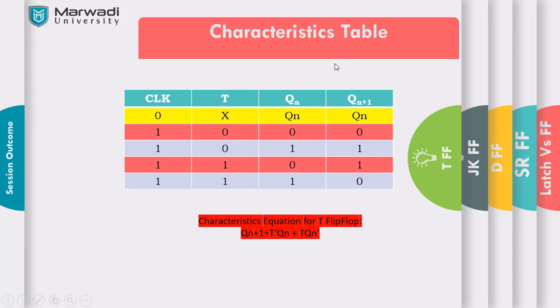So if you put this Qn plus 1 in the K map, then you will get the equation like this: Qn plus 1 equal to T dash Qn plus T Qn dash. That is same as the XOR gate. Why? Because this truth table is same like XOR, right? So this truth table is same like XOR condition. So T XOR Qn equal to Qn plus 1, that is known as the characteristic equation of T flip-flop.